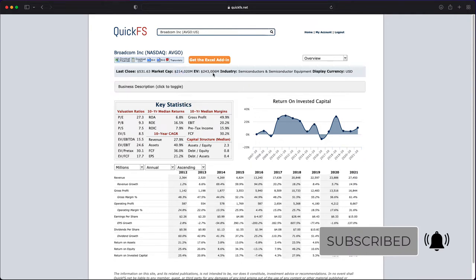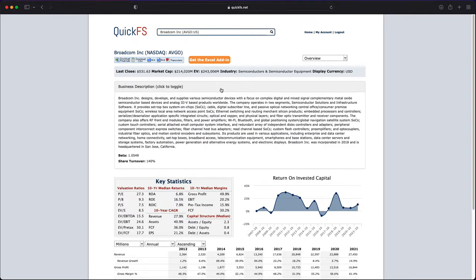First up, this company has a $214 billion market cap, relatively similar enterprise value. So we know there's relatively little net debt. It looks like $20 to $30 billion in net debt. So quite a lot of debt. Semiconductor and semiconductor equipment industry. When we go to the business description, it says they design, develop, and supply semiconductor devices, analog, both have semiconductor solutions and infrastructure, and provide set-top boxes on a chip, SOCs, Ethernet switching, Wi-Fi, Bluetooth. So a bunch of different things, fiber optics within the semiconductor industry.